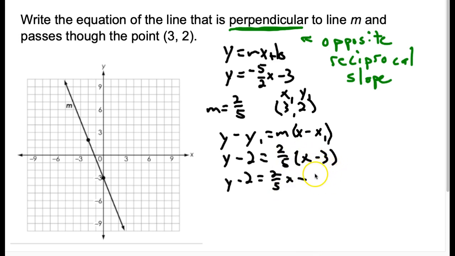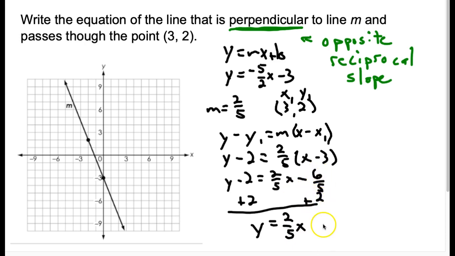We can put that in the calculator. It ends up not being a whole number. So 2/5 times -3 would be -6/5, or you could write it as -1.2, either way. Then we'll add 2 to both sides, and our answer will be y equals 2/5 x, and then -6/5 plus 2. Again, just type that in the calculator, and it ends up being 4/5 or 0.8. You could write it as either 4/5 or 0.8.